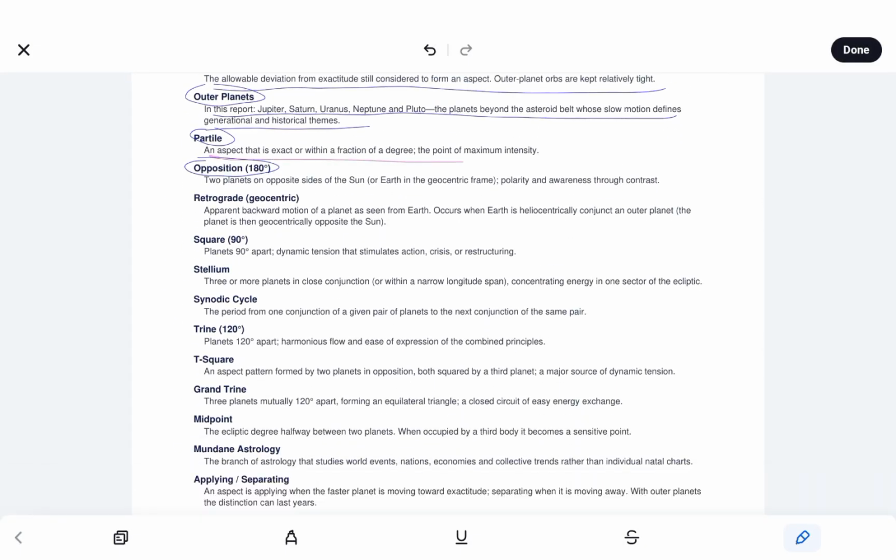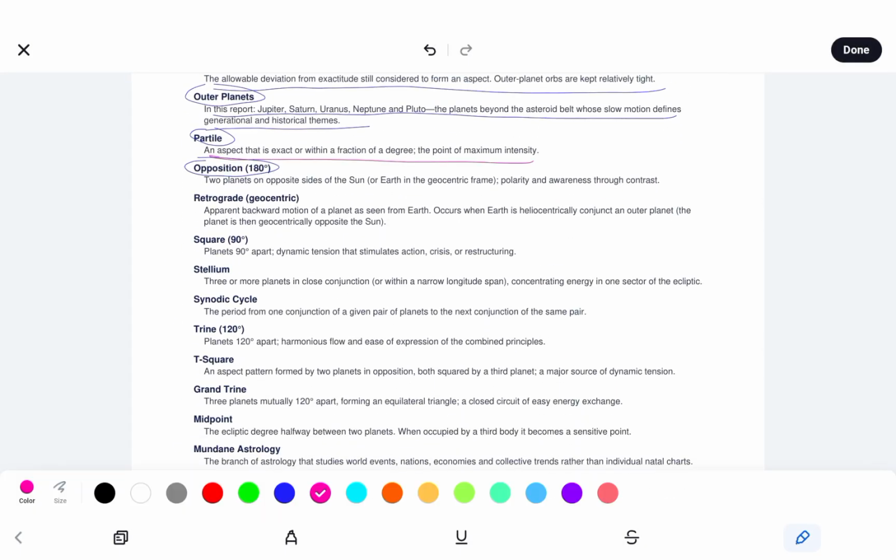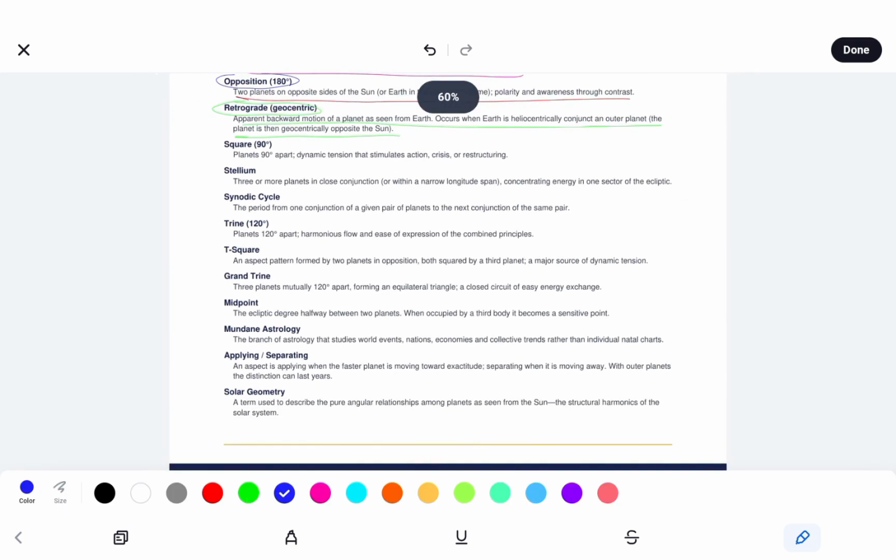Partile, an aspect that is exact or within a fraction of a degree, the point of maximum intensity. Opposition, two planets on opposite sides of the Sun or Earth in the geocentric frame. Polarity and awareness through contrast. Retrograde geocentric, apparent backward motion of a planet as seen from Earth, occurs when Earth is heliocentrically conjunct an outer planet. The planet is then geocentrically opposite the Sun. Square, 90 degrees, planets 90 degrees apart, dynamic tension that stimulates action, crisis, or restructuring.